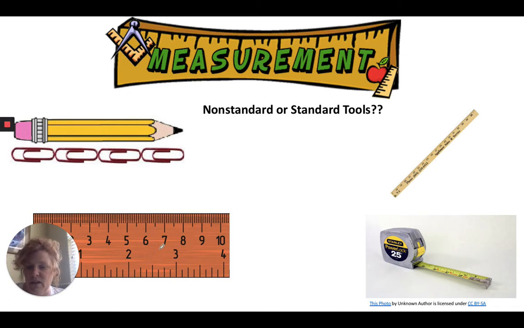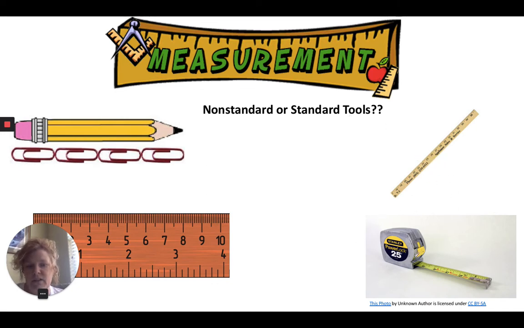This one right here, and I'm not able to ask you questions and you respond to me, so I'm just going to give you a second to respond, and then I'll come back and tell you the answer. This right here is just a ruler, and a ruler, is that non-standard or standard? Well, that would be standard. This right here is a yardstick or a meter stick. This is what kind of tool? Is it non-standard or standard? Well, this one would be standard.